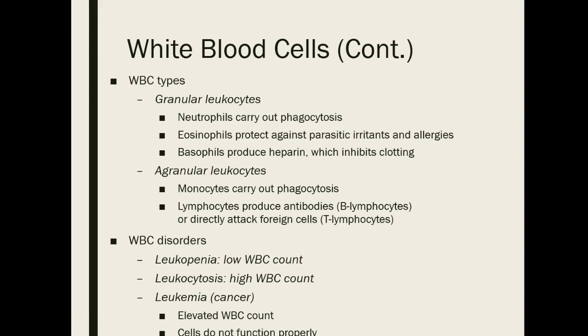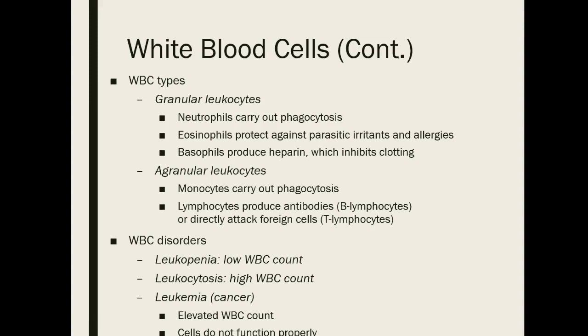Agranular leukocytes are monocytes, and then lymphocytes. So the monocytes also carry out phagocytosis, and then the lymphocytes are going to produce antibodies, which are the B lymphocytes, or else they will directly attack those foreign cells, which are the T lymphocytes.